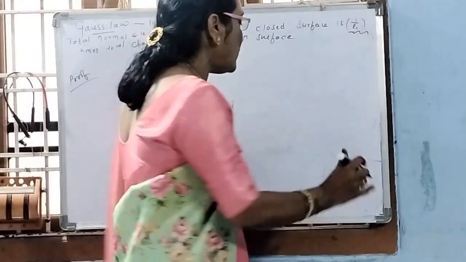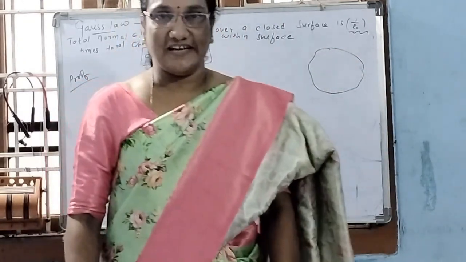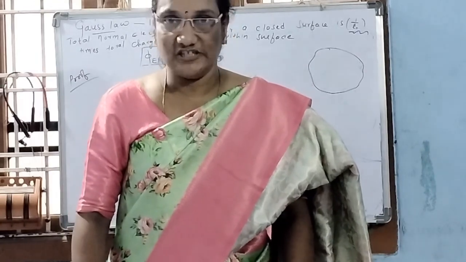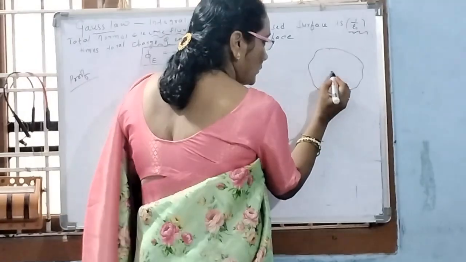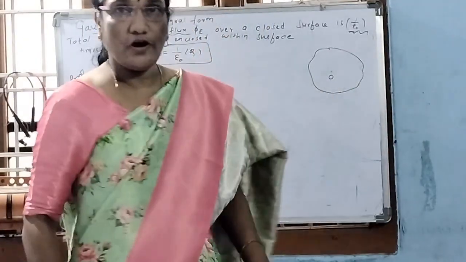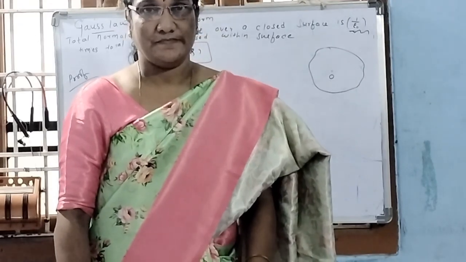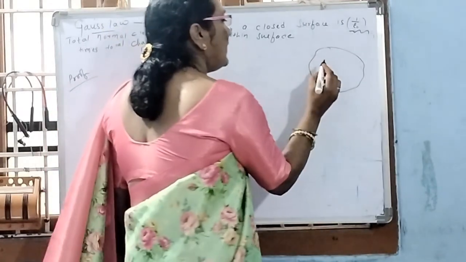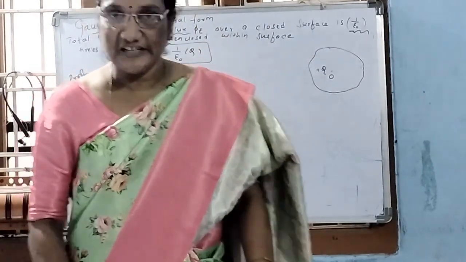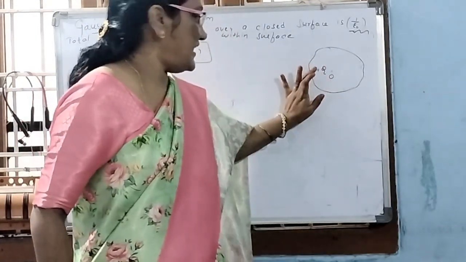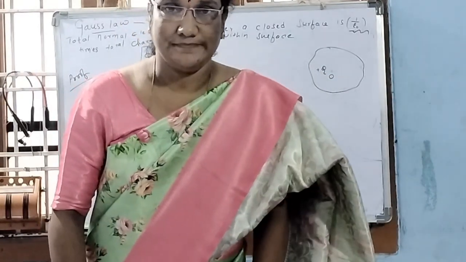Alright. So for that, I am considering a closed surface of arbitrary shape. Now let O be the center of the surface. Now let us place plus Q charge at the center of the surface.